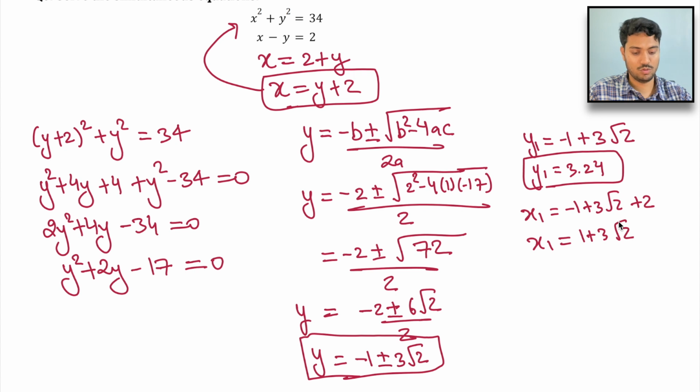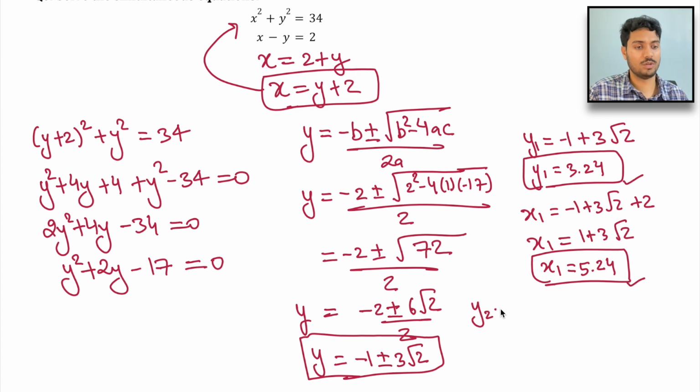So 1 plus 3 root 2. If they have asked us to write the answer in decimal, correct up to 2 decimal places, so x1 is going to be 5.24. This is going to be x1. This is our x1, and this is our y1. Let's try to find y2 now.